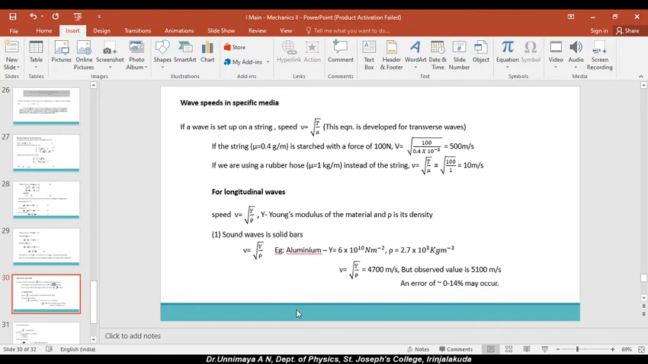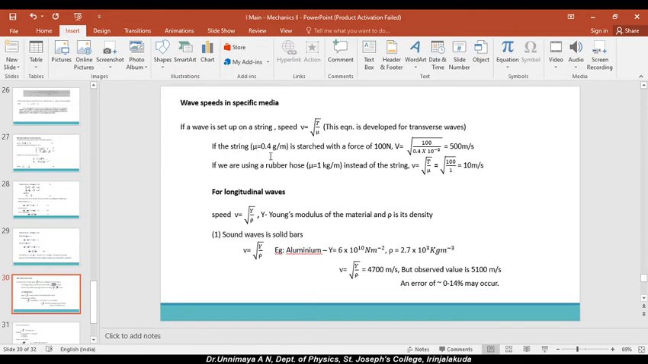Next is wave speeds in specific media. We have already defined the relation for speed, that is v is equal to root of T by mu. This is the expression for velocity of a progressive wave in a stretched string, where T is the tension of the string and mu is the mass per unit length. This is the equation developed for a transverse wave.